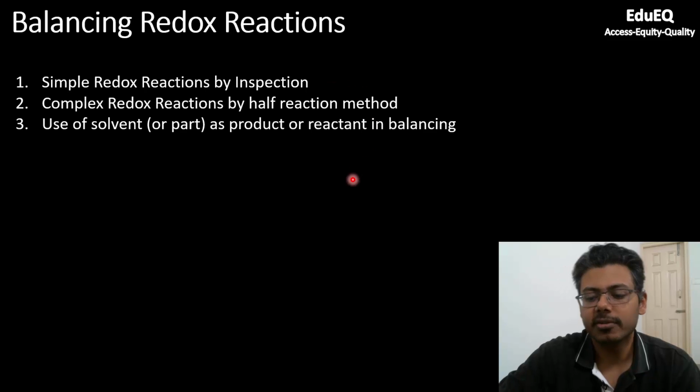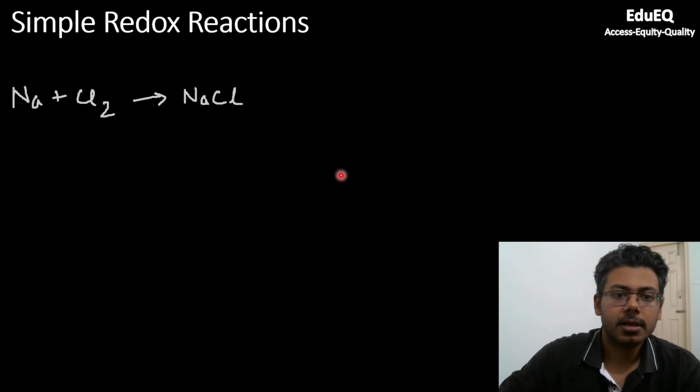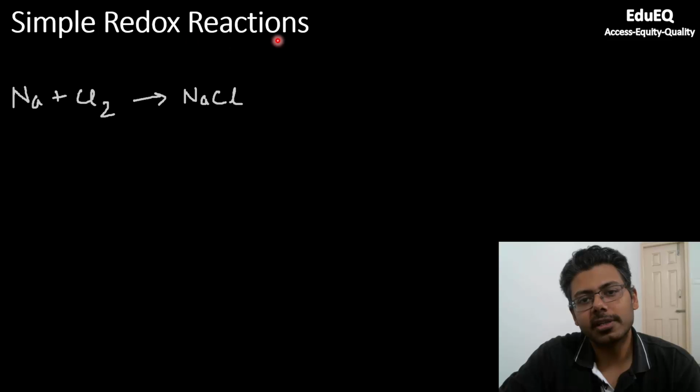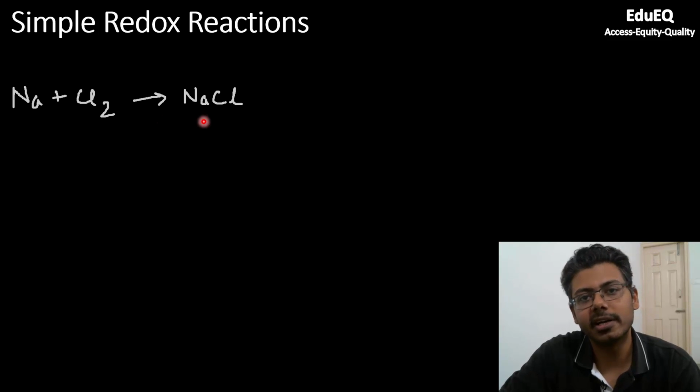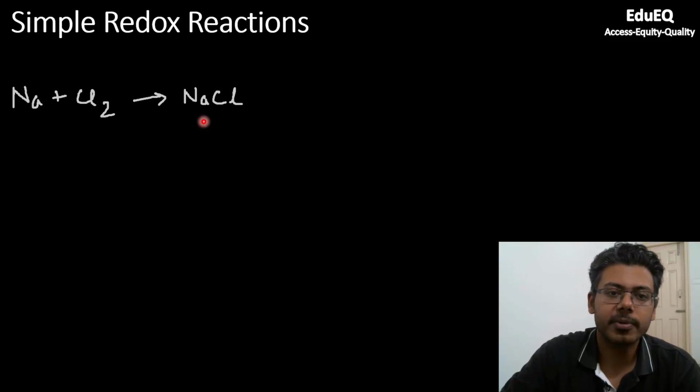So each of these we will cover. These are simple redox reactions which you can balance simply by looking at them, or simply by multiplying the required number of atoms on each side. So simple mass balance, what you have already done in junior classes and in previous chapters.